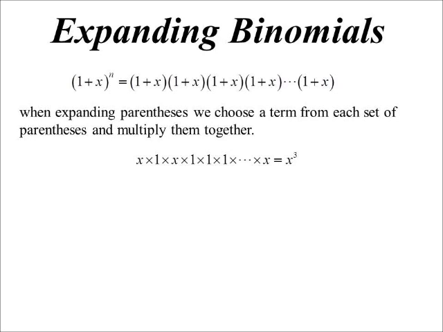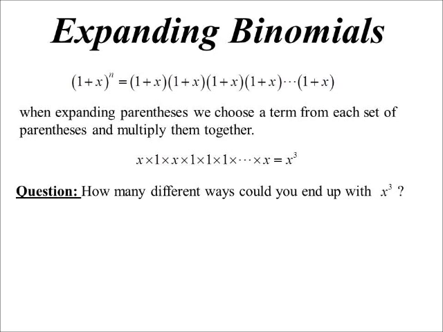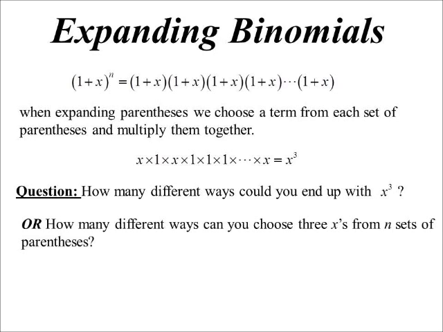So, for instance, if I wanted to find x cubed, I could take x from the first one, 1 from the second, x from the second one, 1 from the third, and so on. But as long as I take x out of 3 of them, I'll end up with x cubed. So how many different ways could I arrange those 3 x's and those n minus 3 1s? And this comes back to our permutations and combinations that we did.